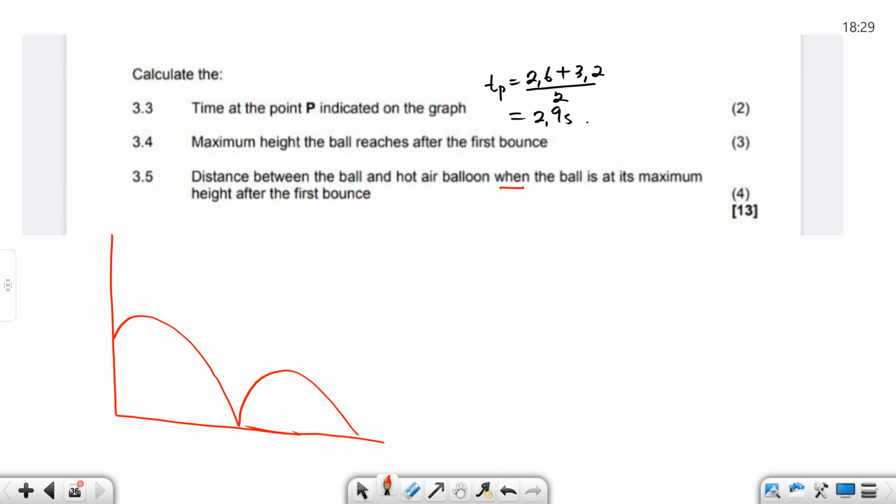So they said when it is at the what? Is that fine with us? After how many seconds was that? 2.9.